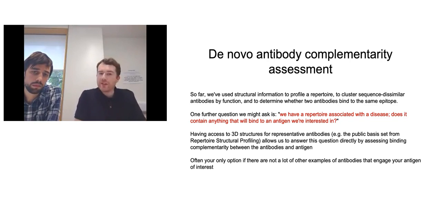So now that I have a library of structures available, let's do something cool with it. I might say, well, I have a repertoire associated with a disease. A topical example obviously being SARS-CoV-2 and related coronaviruses. I might immediately ask the question, does this repertoire contain something useful that we're interested in? So for example, I have a SARS-CoV-1 repertoire. Is there anything useful in there for SARS-CoV-2?